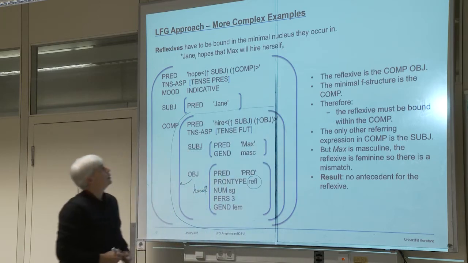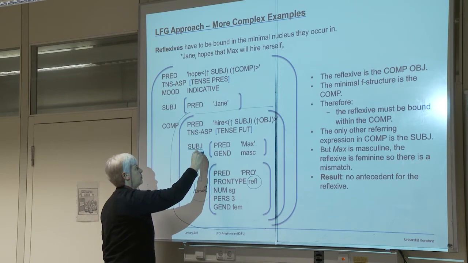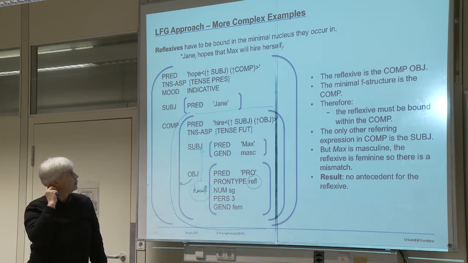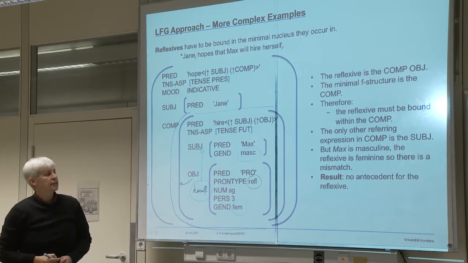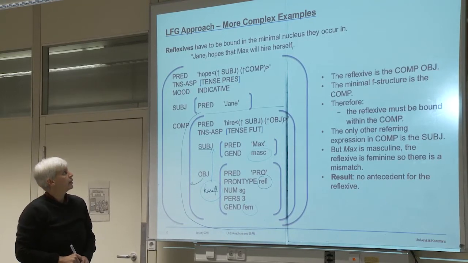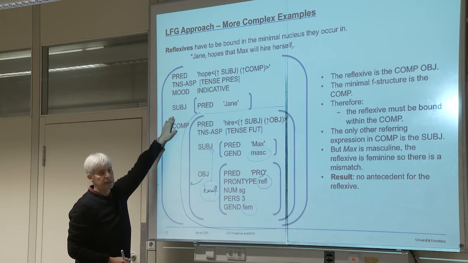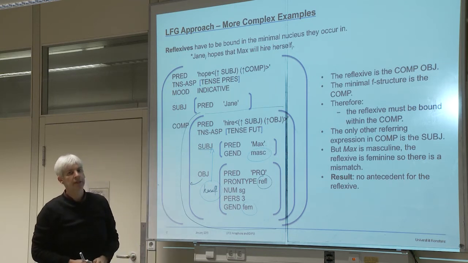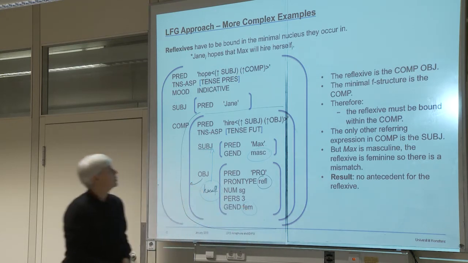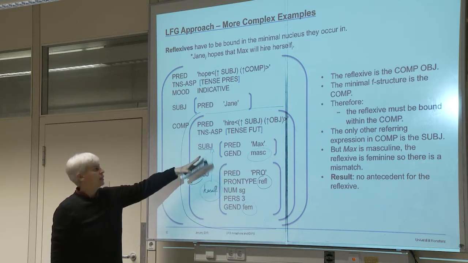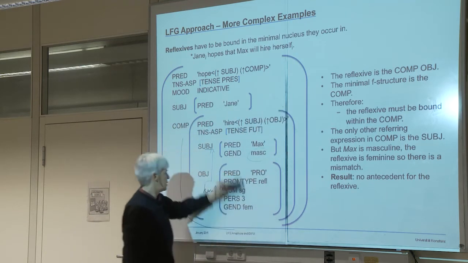Okay. They have to be bound in the minimal nucleus that they occur in. So this herself can only, in fact, be bound by this subject in principle. But now we have a problem. This is feminine, this is masculine. So that doesn't work. There is a clash in terms of agreement features. Okay? So it can't refer to Max because of agreement features. And it can't refer to Jane. Herself can't refer to Jane because Jane is outside of this minimal nucleus. So we have nobody who this can refer to. So this sentence is actually completely ungrammatical because herself can't refer to Max or anything else. It can't refer to Max and it can't refer to Jane. So there's no antecedent for this reflexive, and this sentence doesn't work at all in English.